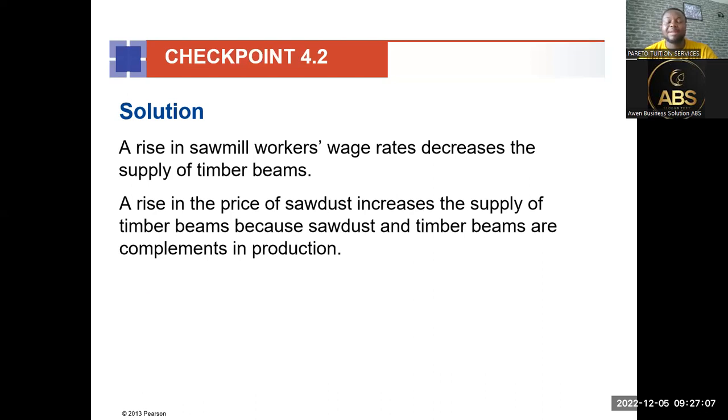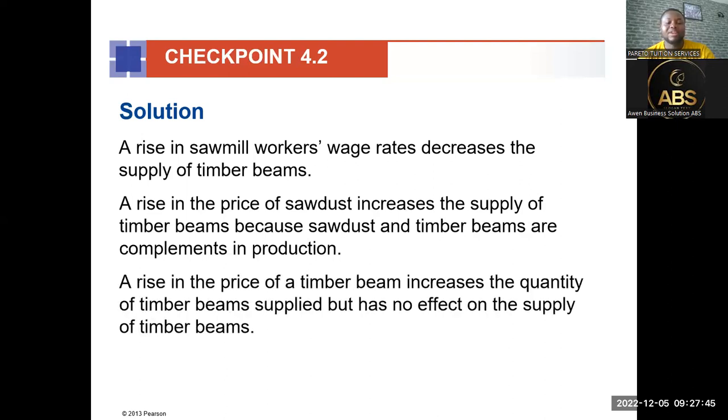And then the rise in the price of sawdust. Remember, as applied to, we have complements: sawdust and then production of timber beams. They are complements. As you are producing the timber beams, you are getting sawdust, right? So now, if there's an increase in the price of sawdust, they will want to get more sawdust. So they will have to produce more timber beams so that they can get more sawdust to take advantage of the increase in the price of sawdust. So there's going to be an increase in the supply of timber beams. Are we together? Yes. Okay.